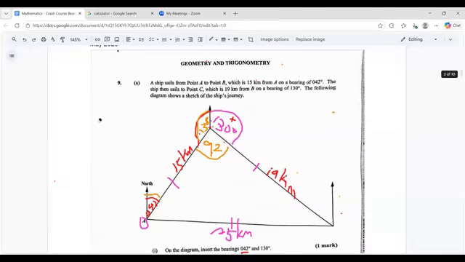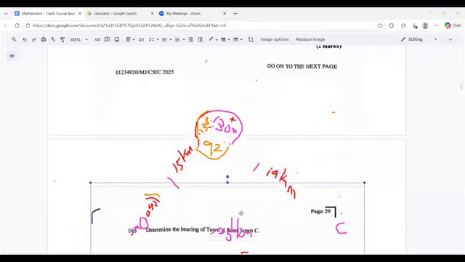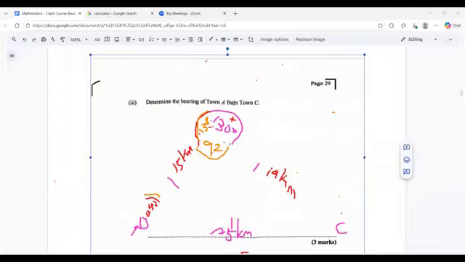Okay. C to A. C is over here. A is over here. They said from C to A, right? The bearing of A from C. Let me just double check so I make sure I find the correct thing, because it's two different bearings, you know. The bearing of A from C.